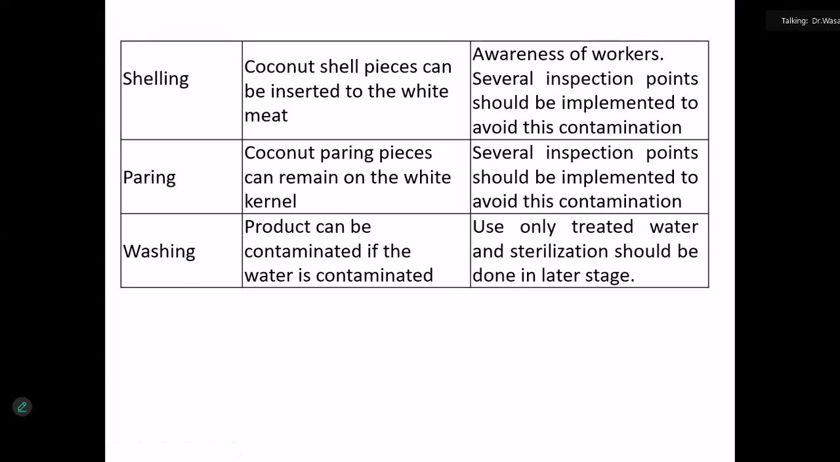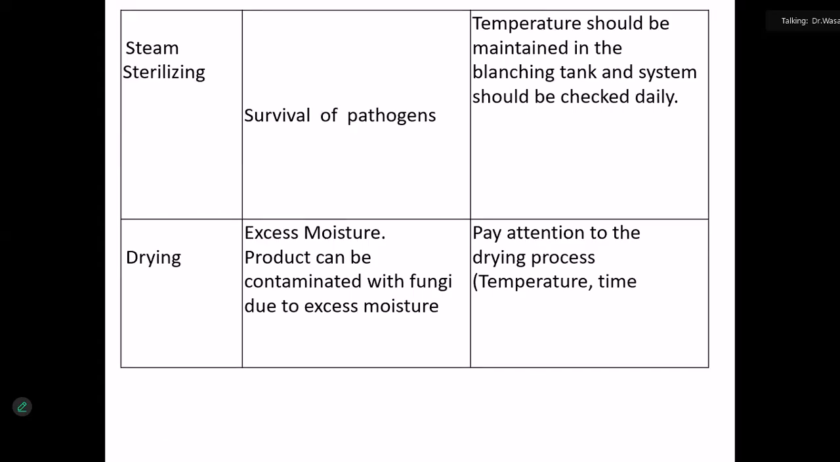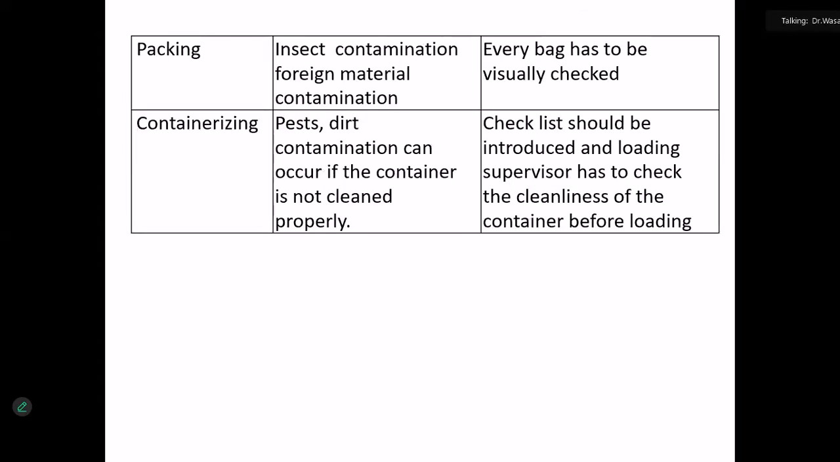That means hatcheting. What is the hazard? Shell pieces inserted into the white meat. So what is the control? Awareness of workers. Several inspection points to avoid contamination. Then paring. What is the problem? Hazard? Paring pieces can remain on the white kernel, so you have to remove. Washing. Some contaminants are there, so properly treated washing.